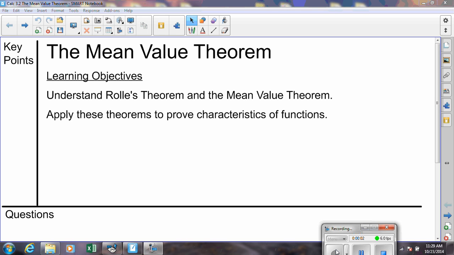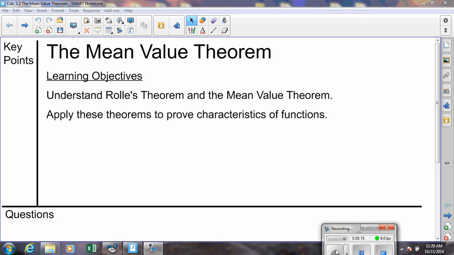Our topic in this video is the mean value theorem. Now, by itself, the mean value theorem on the surface could almost seem like it may be intuitively obvious. It may be a piece that when you first look at it, you say, well, so what? What is that good for?